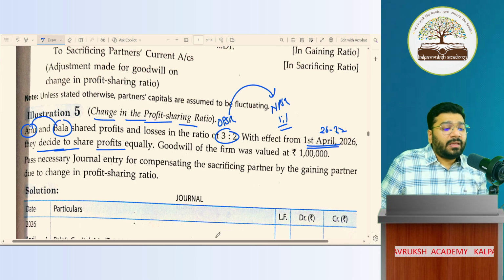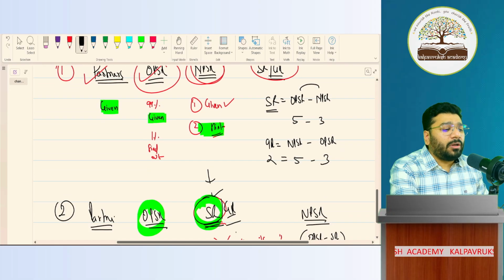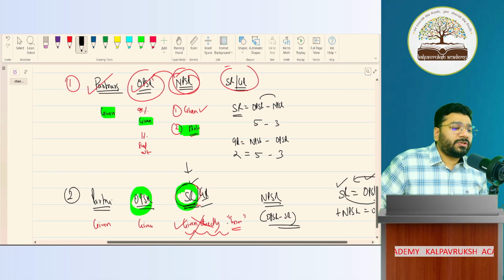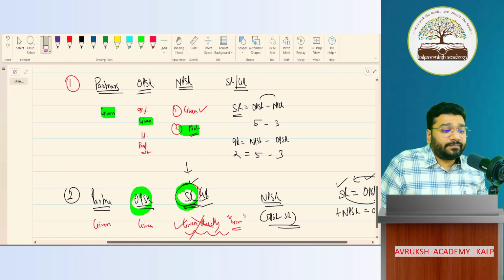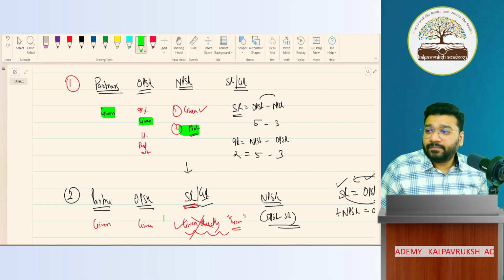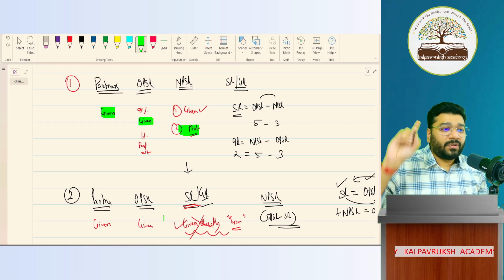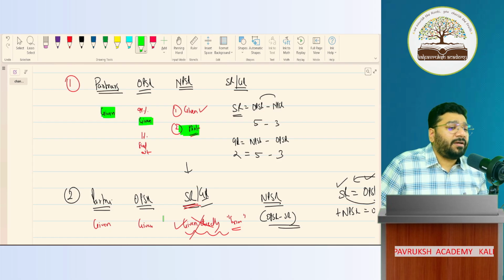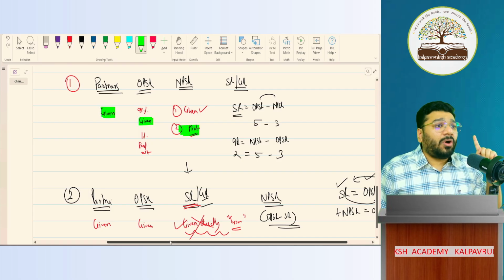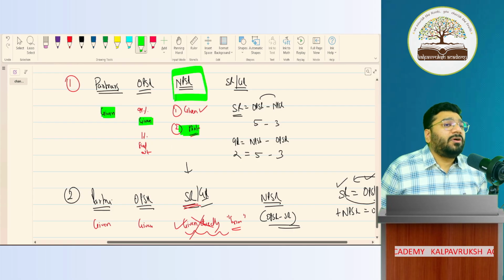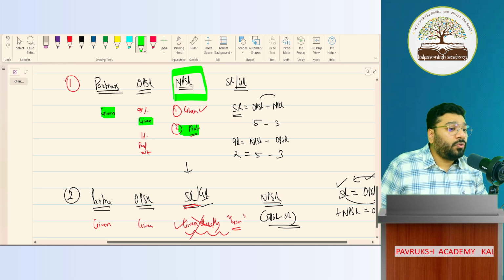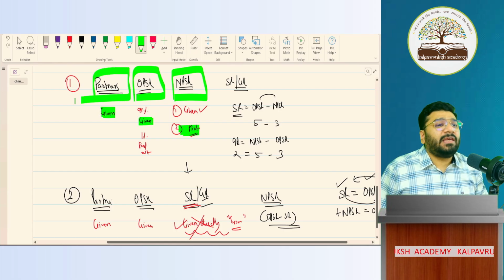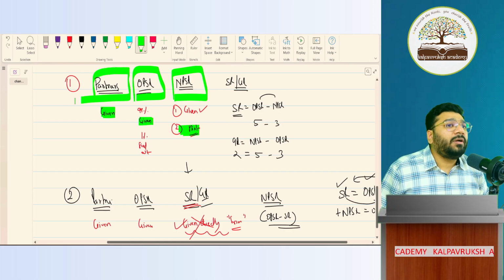To find the gaining ratio and sacrificing ratio, I have to prepare a tabular column. I told you there are 2 types of tabular column, 1 and 2. Which one will you choose? Why did you say the first one? Wonderful. She's saying that to decide which tabular column to do, I have to see which third column information is given. In the question, it is clearly given: the new profit sharing ratio, the old profit sharing ratio, and the partners' names. So I will go with the first tabular column.